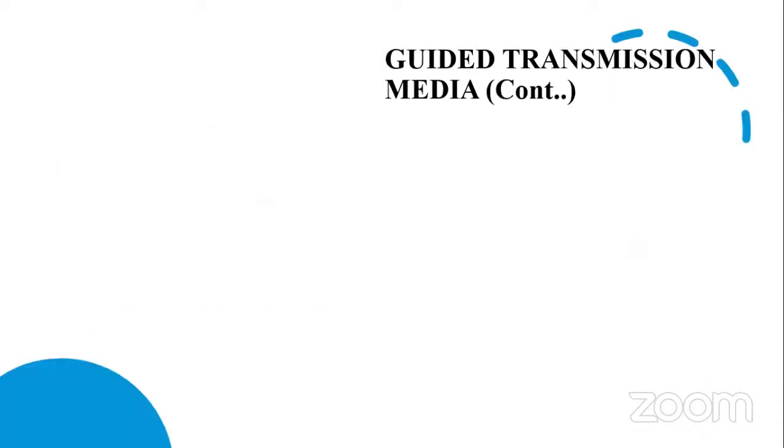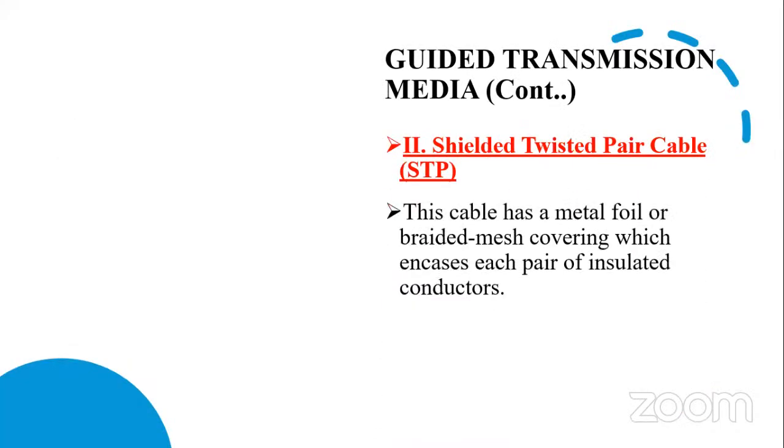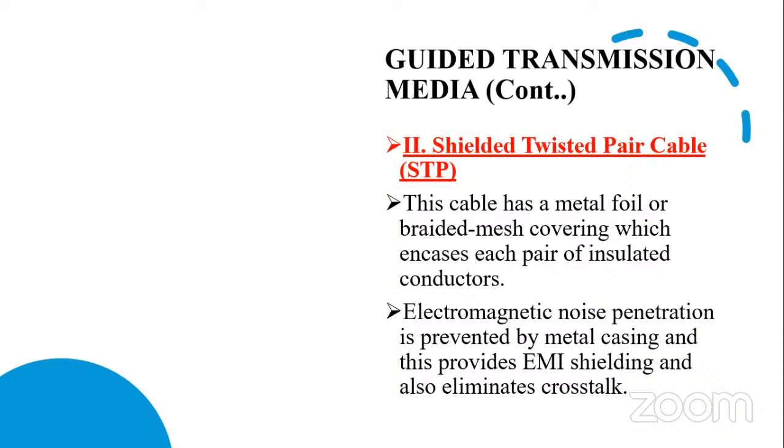You can see the picture. This is shielded twisted pair cable. This cable has a metal foil or braided mesh covering which encases each pair of insulated conductors. Electromagnetic noise penetration is prevented by the material casing, and this provides EMI, electromagnetic interference shielding, and also eliminates crosstalk.